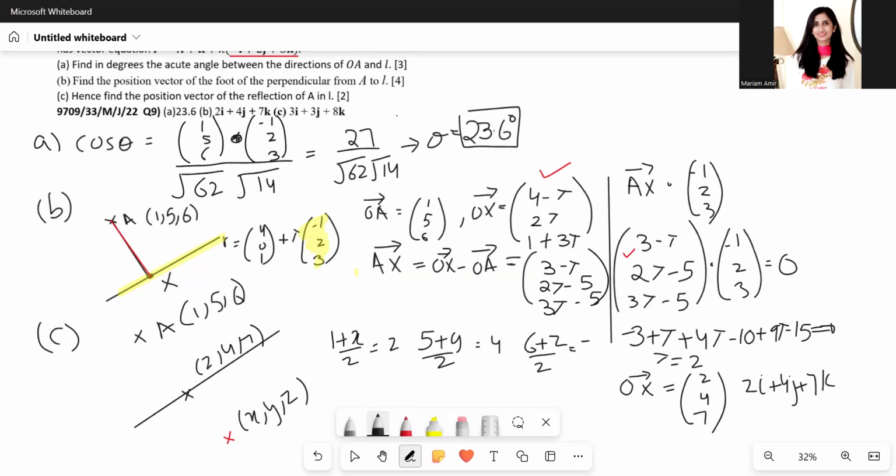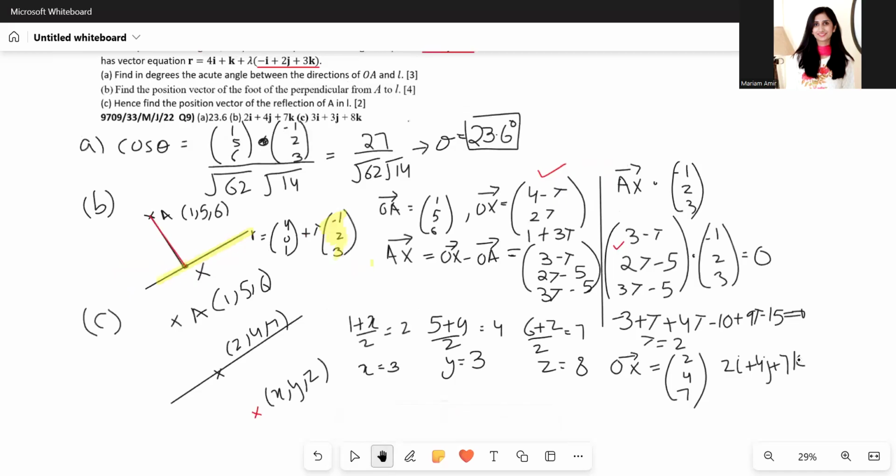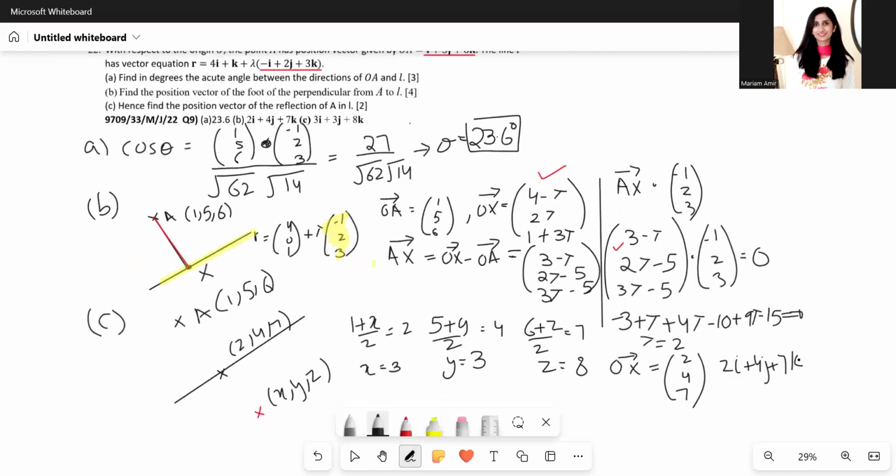over 2 equals 7, which gives us x equals 3, y equals 4. Sorry, y will not be equal to 4. y will be equal to 3. And z will be equal to 14 minus 6, which is 8. So the position vector of the reflection of A in L is going to be 3i plus 3j plus 8k.